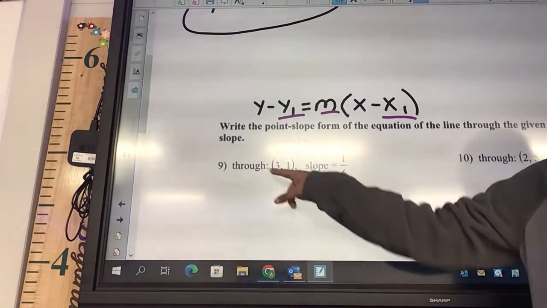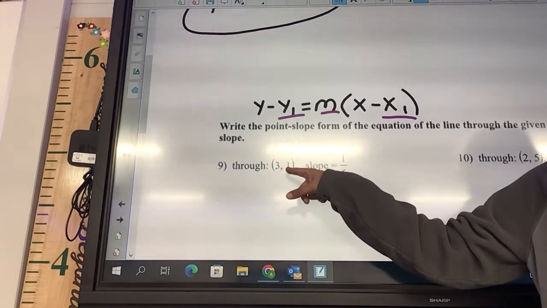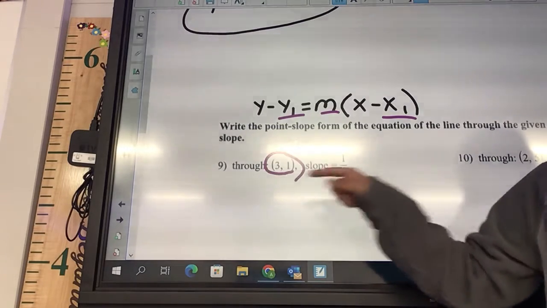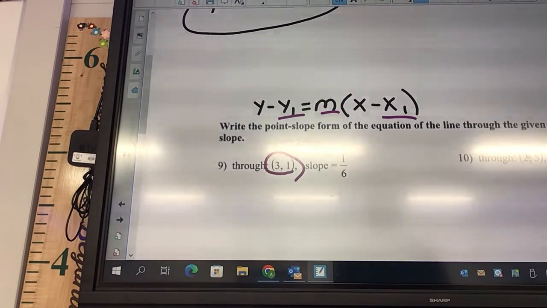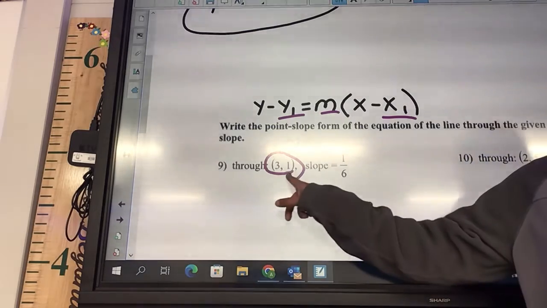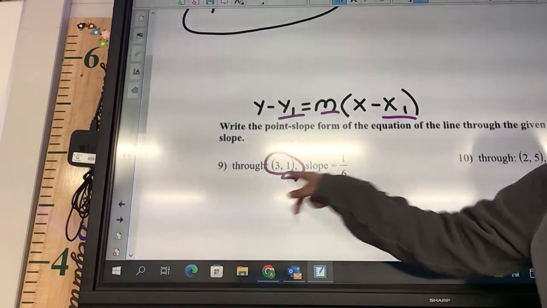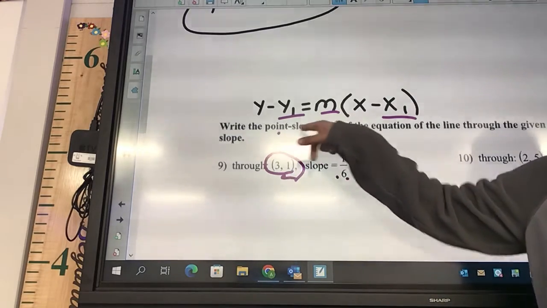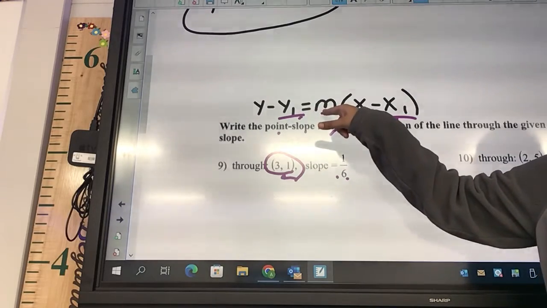Now what is this called? We've talked about it. This whole thing, what is this called? Starts with a P. It's a point. So look at this. What's this called? A slope. Say it again. Point slope. It has a point, x1, y1, and a slope. That's why it's called point slope.